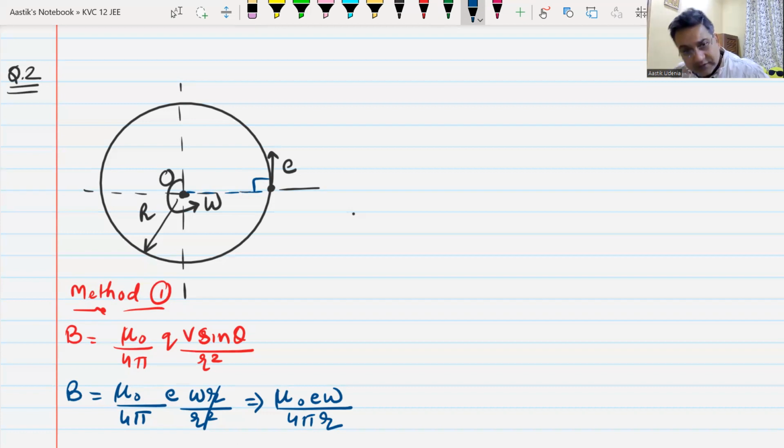That is way number 1. Method number 1. Oh, we have to also find the direction. Velocity is like this. Point O is the center here. It is coming out, but it is coming out for a positive charge. For a negative charge, it cannot come out, it has to go the other way, and therefore the magnetic field is going inside. Do we understand this?